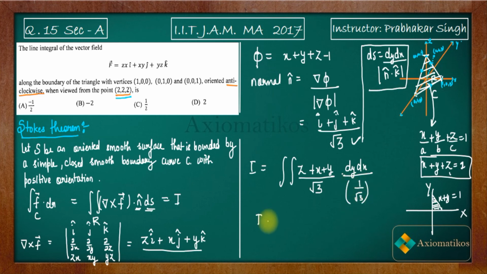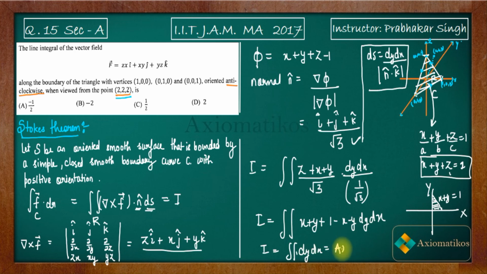So finally our integral is x plus y plus z, and we have dy dx. Now you know the value of z. What is the value of z? From this equation you know. It is 1 minus x minus y. This is our z. So we are getting that I is nothing else but the area. This double integral represents the area of the triangle. Which triangle? This triangle that we have taken, the projection.